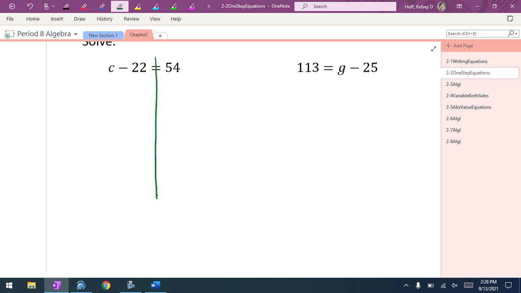I need to get C by itself, so I should add 22, and you're like, Miss Hoff, we already did a worksheet on this. I know. Okay. 22 and negative 22 cancel. Leaves me C equals 76.